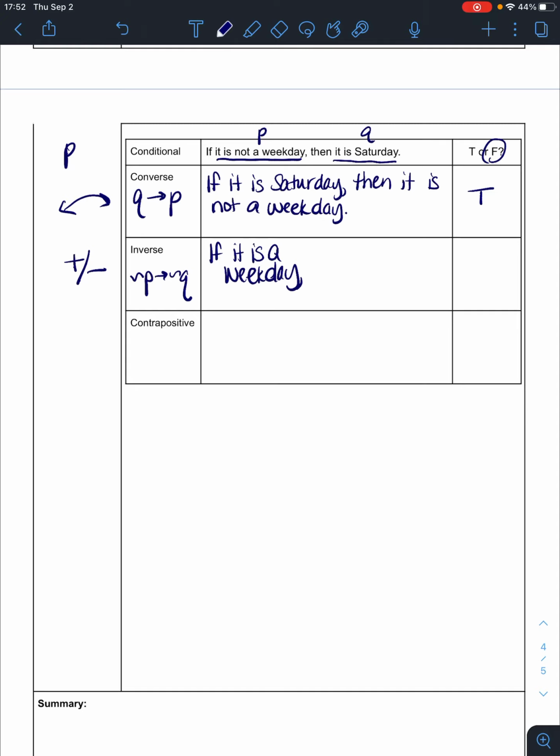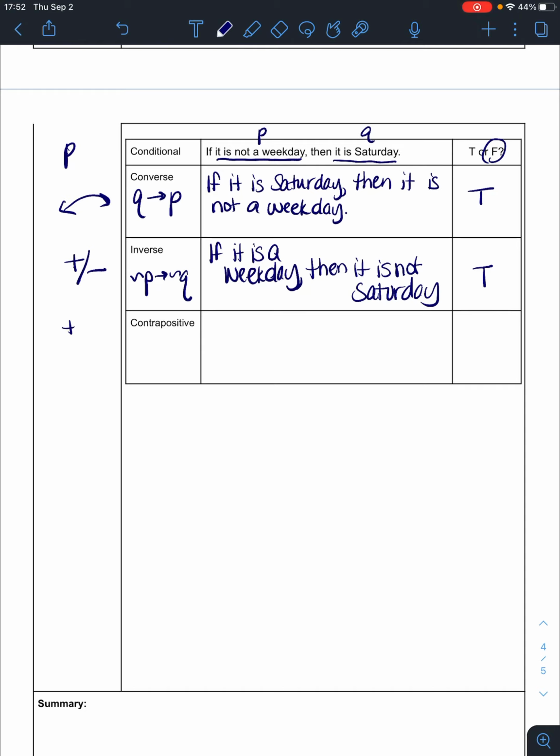The conclusion was then it is Saturday. We need to negate that. Then it is not Saturday. And we can see that that's true. It's a weekday, so that means it's not Saturday. Okay, so we know that's true, and we knew it was true because the converse was true.